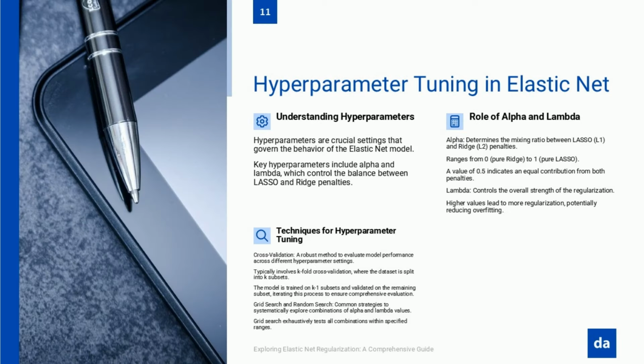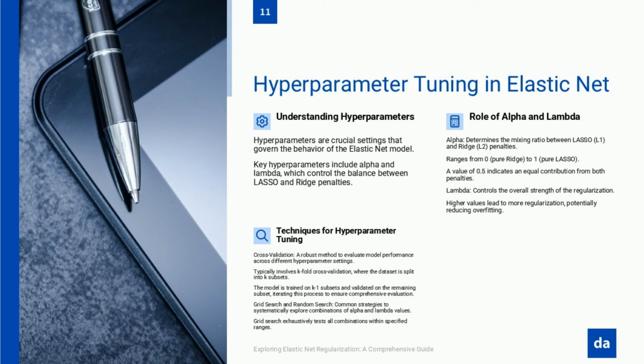Now that we know how to implement Elastic Net in both Python and R, let's talk about something crucial, hyperparameter tuning. Because here's the thing, Elastic Net isn't a plug-and-play model. If you just pick random values for alpha and lambda, you're basically shooting in the dark, and your model will either overfit, underfit, or just be plain bad. But don't worry, because I'm going to show you how to properly tune these parameters and get the best performance possible.